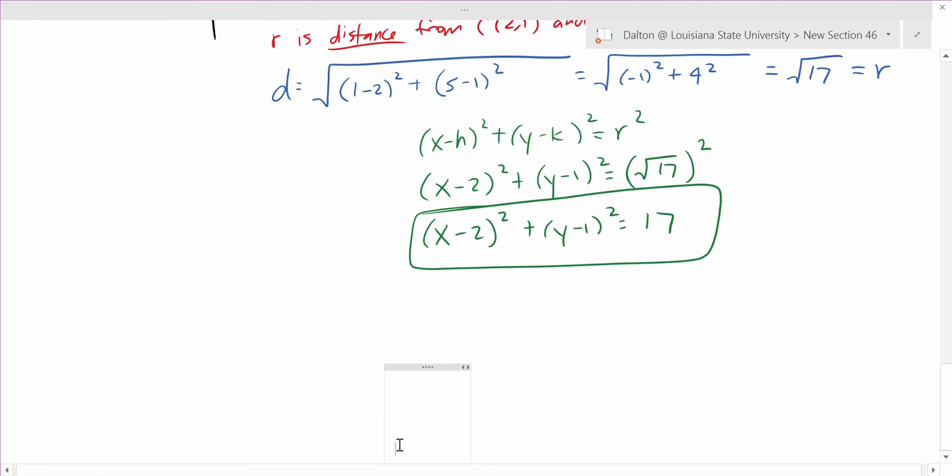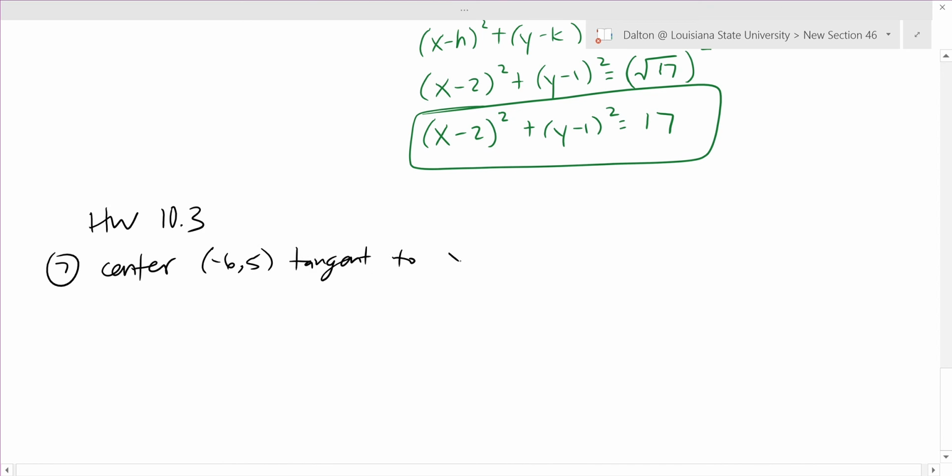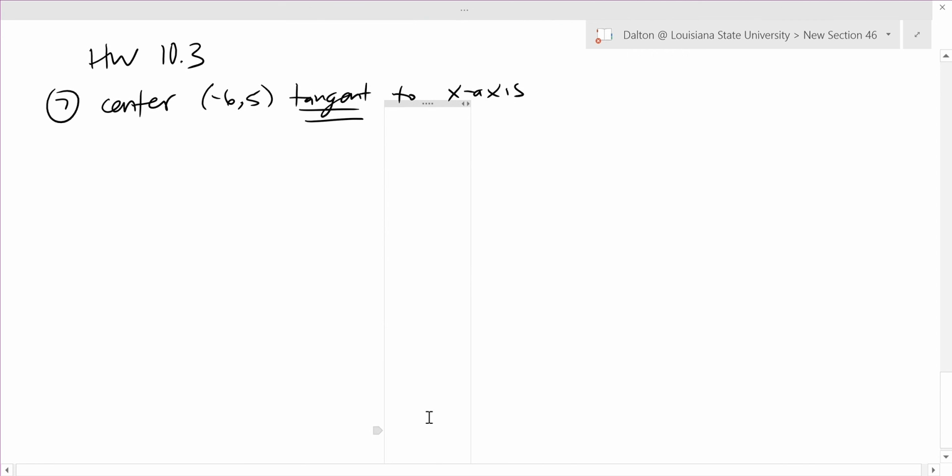So that walked you through most of the types of scenarios that you could possibly deal with circles. Once you get your homework, and you can rewatch this part if you need to, for 10.3 on circles, question number 7 tells you, okay, you have a circle with a center point at (negative 6, 5), and it is tangent to the x-axis. If you think back to your geometry days and the meaning of something that is tangent, if a line is tangent to a circle, that means it intersects the circle exactly once. So tangent means intersects exactly once.